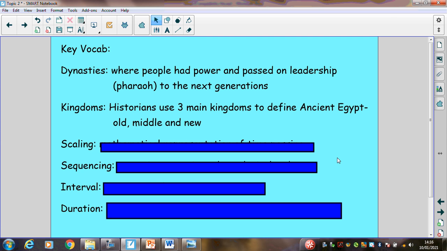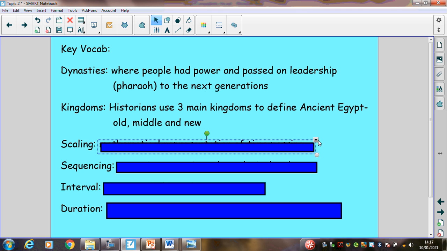And then we've got kingdoms, which historians use three main kingdoms to define ancient Egypt. You've got the Old Kingdom, the Middle Kingdom, and the New Kingdom. Now, kingdoms, a lot of us would think are linked to different areas of Egypt, and that's not the case. This is how historians break up the ancient Egyptian timeline, essentially, because the ancient Egyptians span over thousands of years. So historians have cut down segments of time into these old, middle, and new kingdoms to understand when certain events happened within those thousands of years.